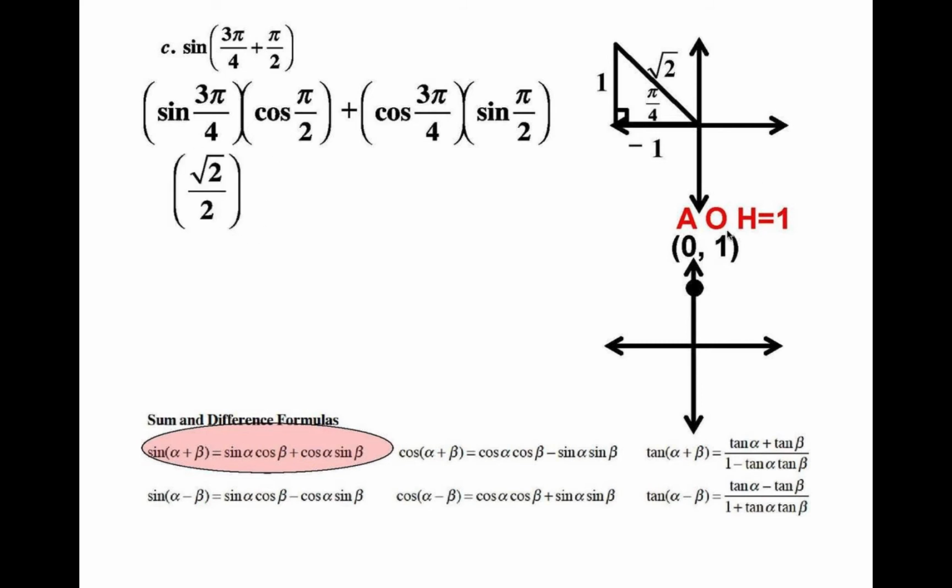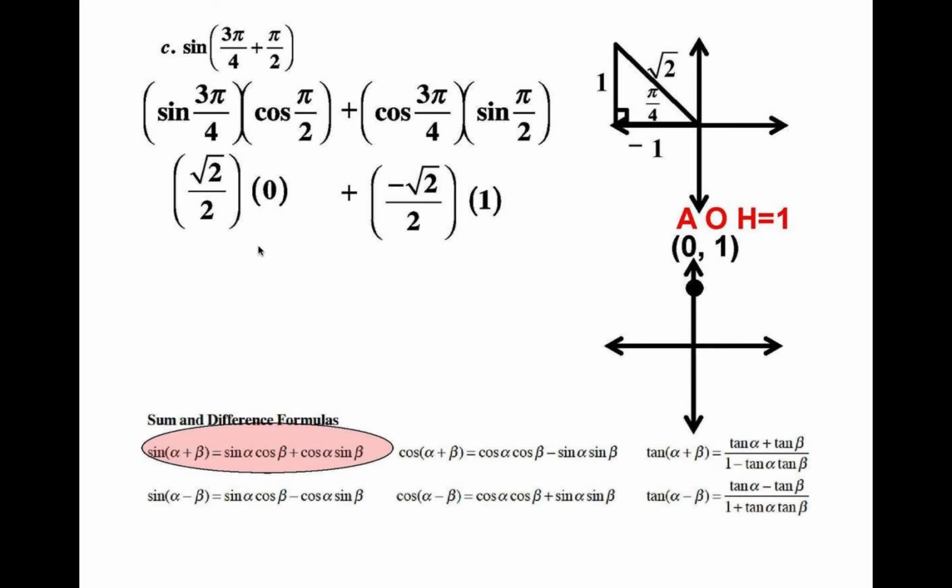Doing cosine of this point here, cosine is A over H, so it's 0 over 1, which is 0. Plus, you have the cosine of 3 pi over 4, so back up here, cosine is A over H, so it's negative 1 over root 2. That's going to rationalize to a negative root 2 over 2. And then the sine of pi over 2, sine is O over H, so it's 1 over 1, which is 1.